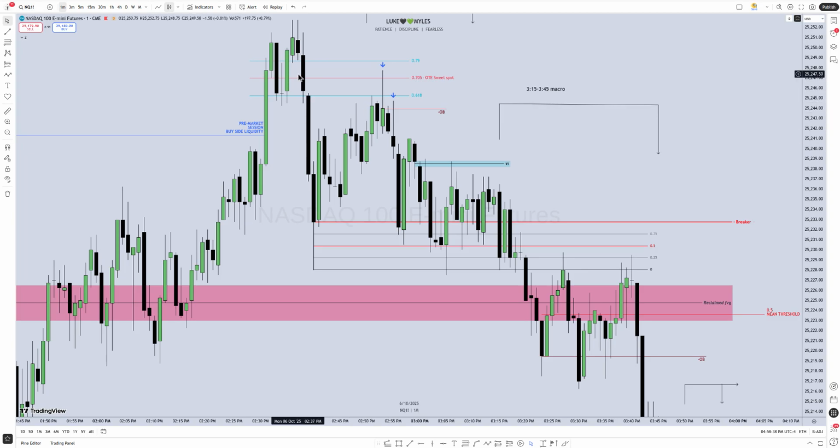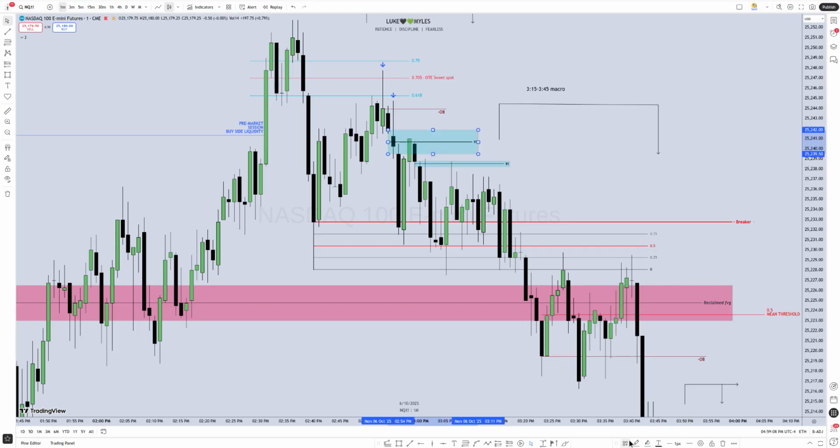bodies respect this fair value gap coming into this one, but the bodies respect this, we drop lower into that wick, rally higher into these volume imbalances right there. If I'm to mark them just like that, volume imbalances have room for error. That's why I'm not looking at this consequent encroachment.